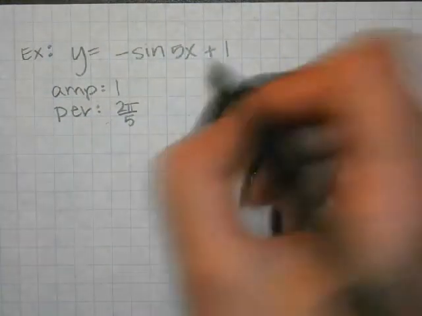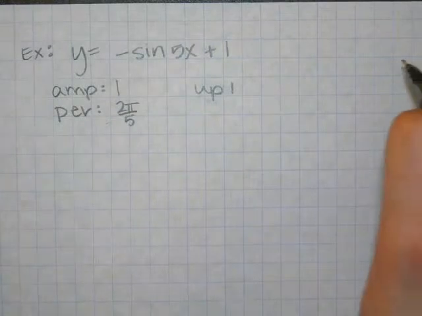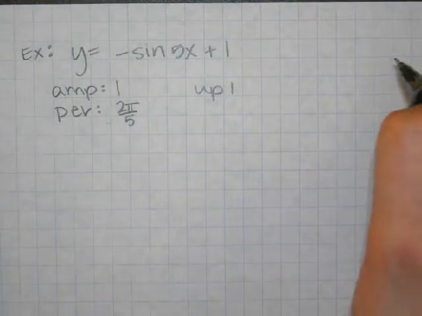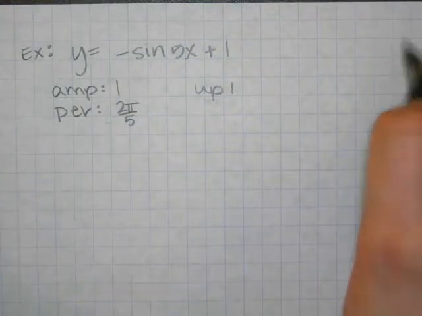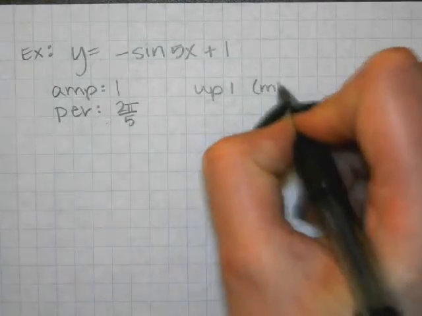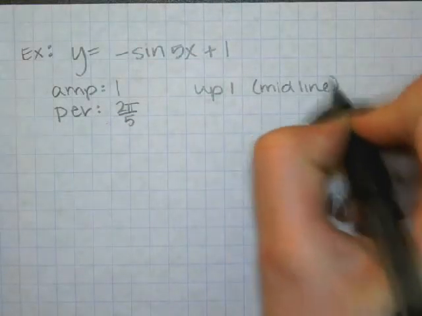It goes up 1. And if it goes up 1, that also means that that's where the midline is. So the very middle of the graph is going to be at positive 1. Okay, so midline.